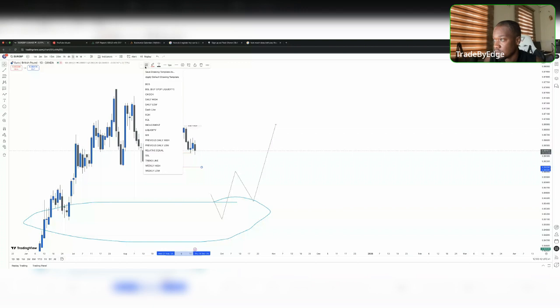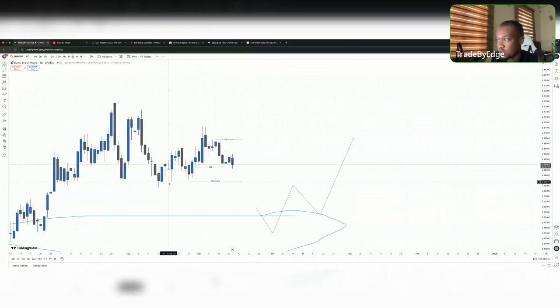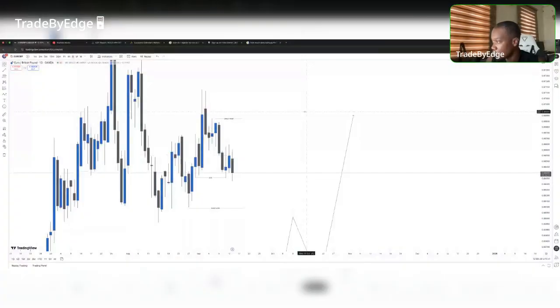So now this is our daily low, which I expect to be taken out. Now, a lot of people want to call this probably an order block. Now, using the edge strategy, this is not the kind of order block I personally like to trade.